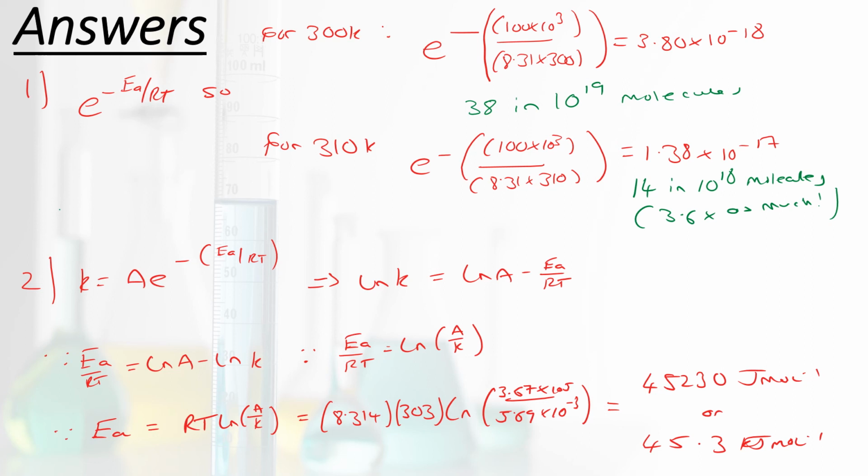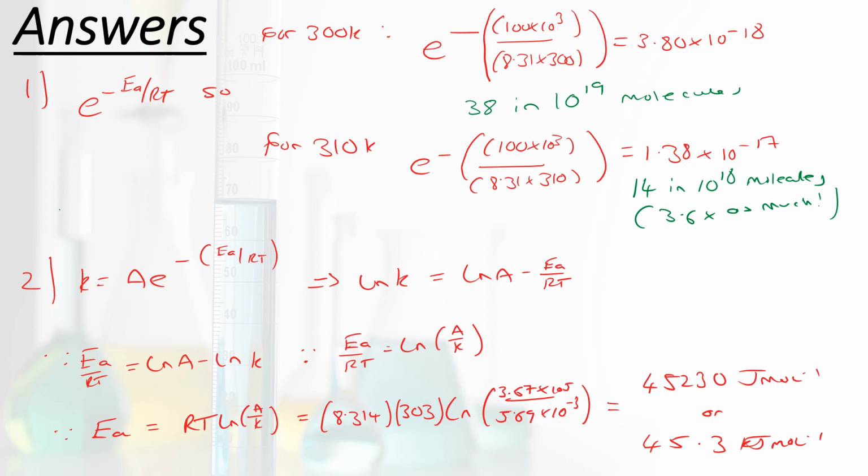We were given our rate constant and we were given our pre-exponential factor, both in mole per decimeter cubed per second. And so we put these numbers into our equation and we find out that our activation energy comes out to be 45,230 joules per mole. And this is what I was saying on one of the previous slides, that if you work out an activation energy, typically they are pretty big numbers, and so it's better to write them as kilojoules per mole. So divide by 1,000, and we end up with an activation energy of 45.3 kilojoules per mole.